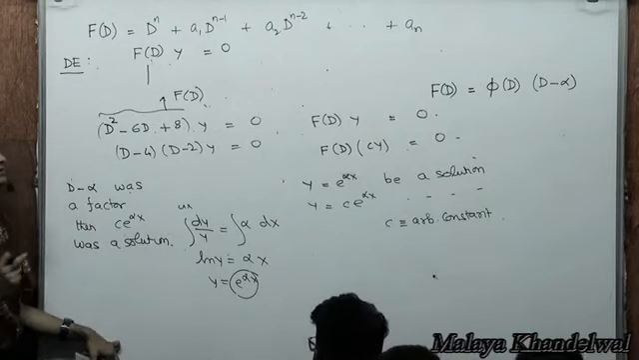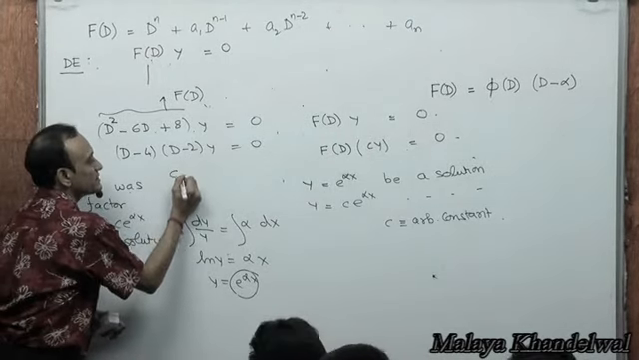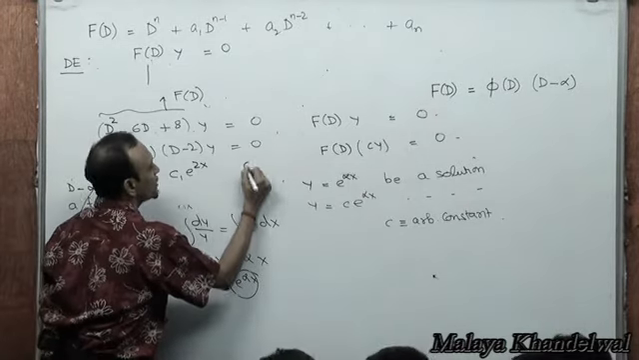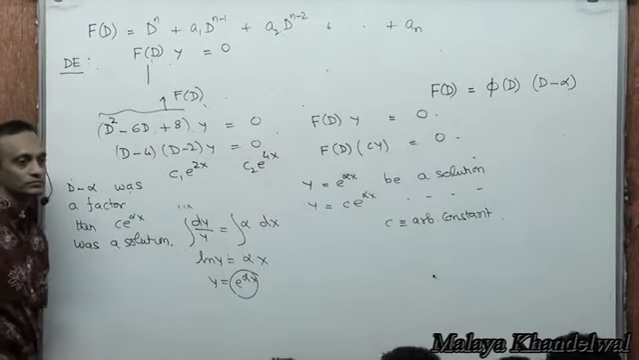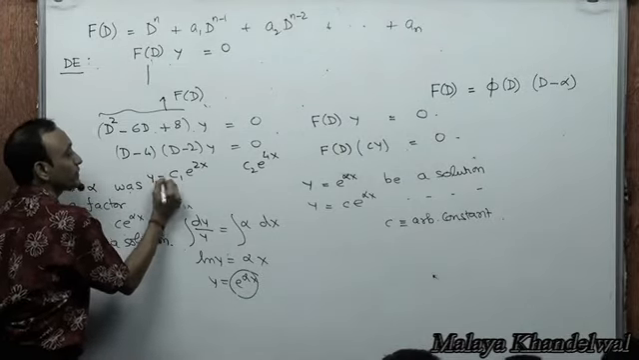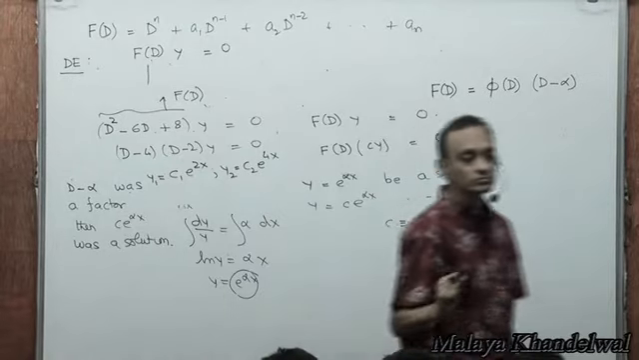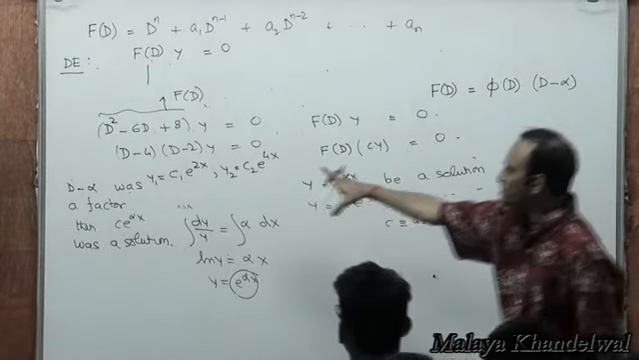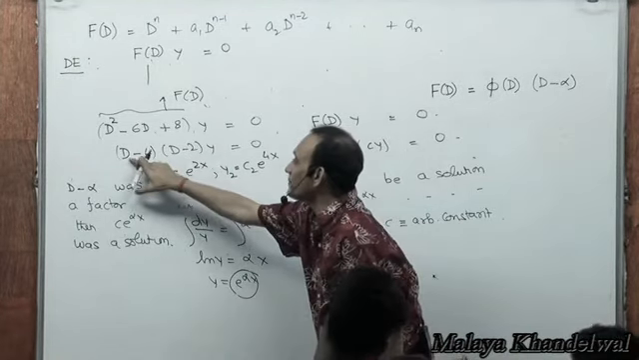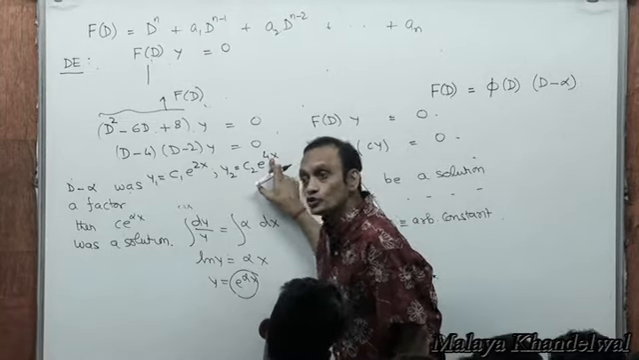Right? So, if D minus 2 is a factor, then C1 e power 2x will be a solution. If D minus 4 is a factor, C2 e power 4x will be a solution. Yes or no? These are two solutions. y1 is a solution to this differential equation. y2 is also a solution to this differential equation. If D minus alpha is a factor, c e power alpha x will be a solution. If D minus beta be a factor, c e power beta x will be a solution to the differential equation.